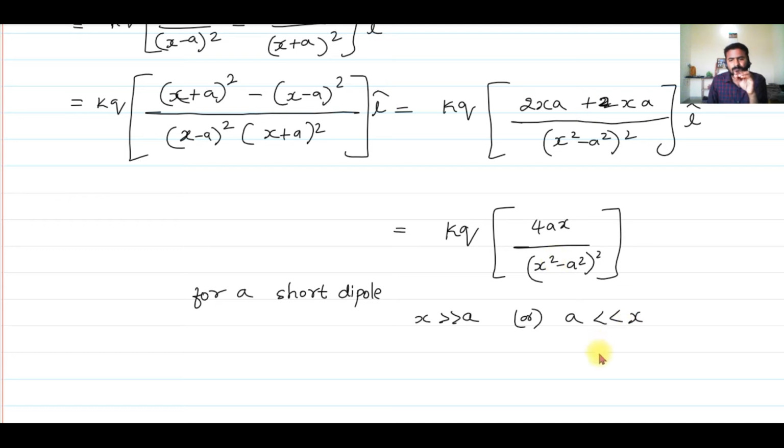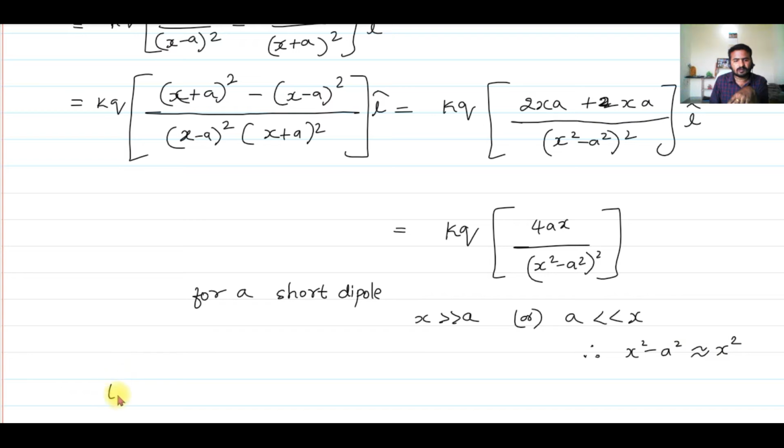Okay, so it's like I have x square, let us say it is 1000, minus a square, it is just 1. So 1000 minus 1, 999, is approximately equal to 1000 itself. So that's why I'm saying that x square minus a square is approximately equal to x square itself. Okay, so I'm going to write here: therefore x square minus a square is approximately equal to x square.